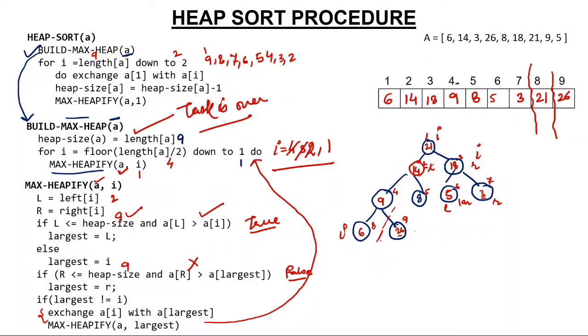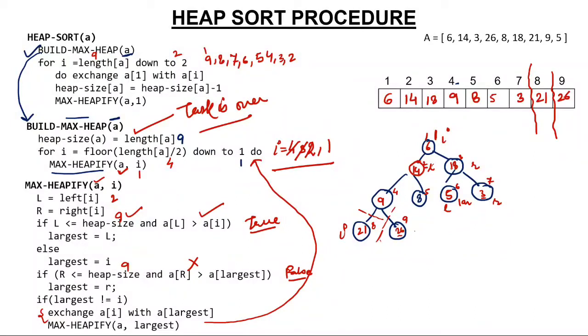You will again make the same changes in the tree also. You will exchange 21 with 6. 6 will come here, this 21 will go there, and you will reduce the size by 1. On reducing the size, by replacing it with 6, the MaxHeapify property is violated. So again you will call MaxHeapify from the first value, that I will become 1.